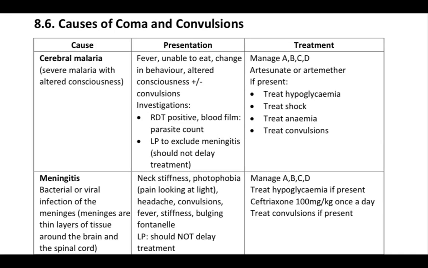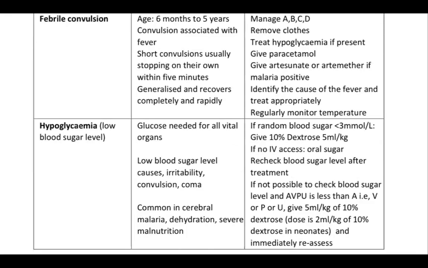For meningitis, usually there will be neck stiffness, photophobia, headache, convulsion, fever, and bulging of the fontanelle. However, LP, which stands for lumbar puncture, should not delay treatment. The treatment for meningitis is to manage ABCD, then treat hypoglycemia and give antibiotic with ceftriaxone 100 milligram per kilogram once a day, and treat any convulsion if present.